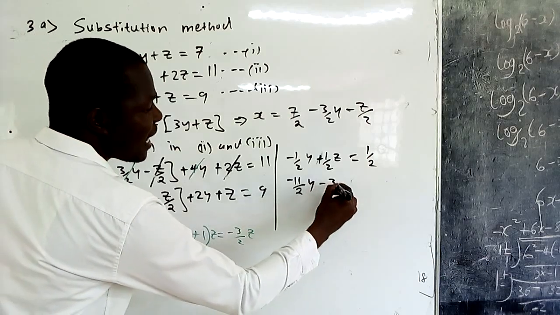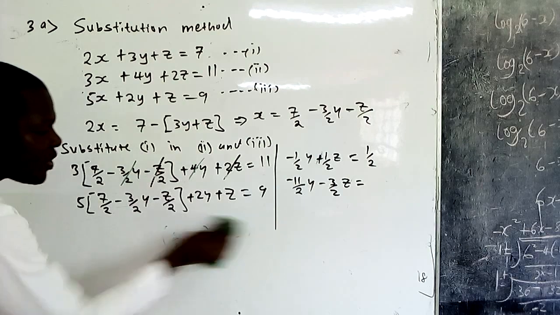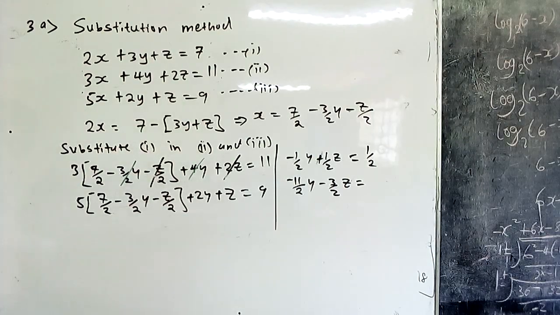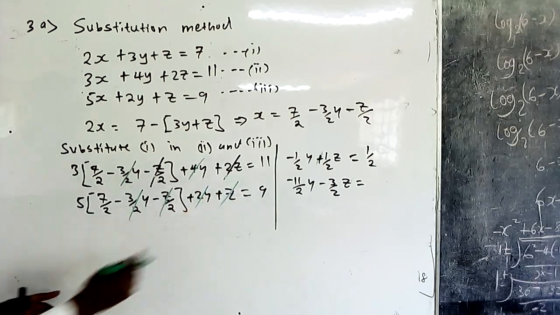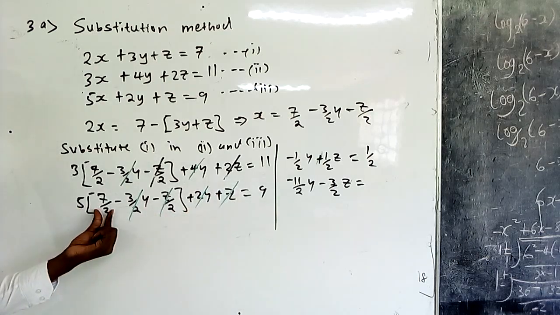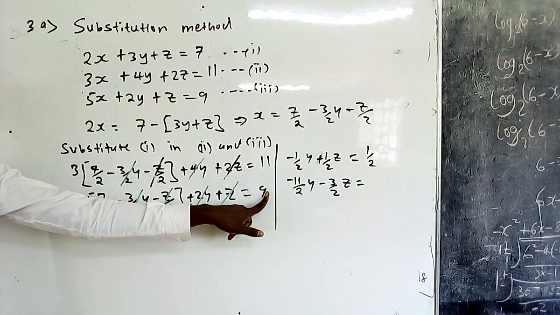So it means this is minus 3 over 2z to be equals to, you move to the next one. You are done with y and you are done with z. So what are you remaining with? 5 times 7 over 2, isn't it? This is 35 over 2. 35 over 2 going on this other side of the equation, it becomes minus, isn't it?